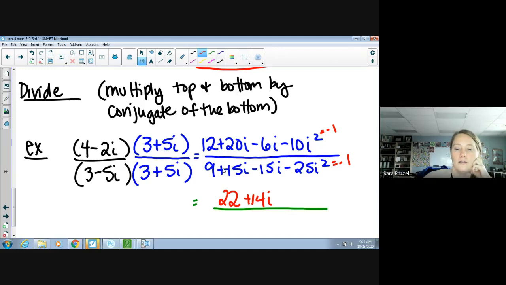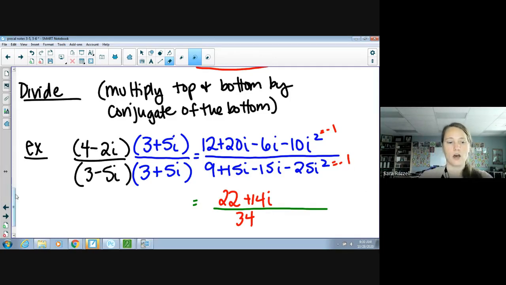Okay. All right, and then the bottom part, what's going to happen to our middle i terms? They're going to cancel out. They're going to always cancel out when you do the conjugates together. That's the point of us doing this. So those will cancel out, and we've got 9 plus 25. 9 plus 25 is 34. It turned into a plus because it was a minus times a minus.